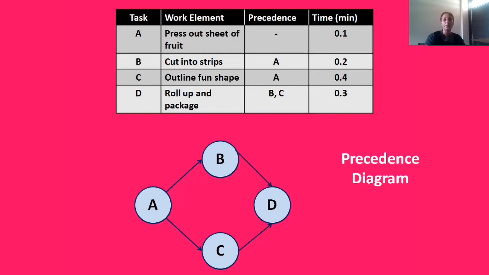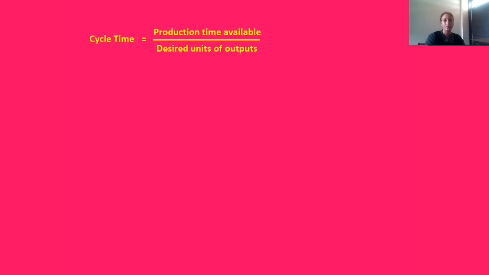Now we need to put the time on each node for these work elements or tasks. After making the precedence diagram, we need to calculate the cycle time. For cycle time, this is the formula, and for these two things the information is given in the question. Production time available was given as a 40-hour week.